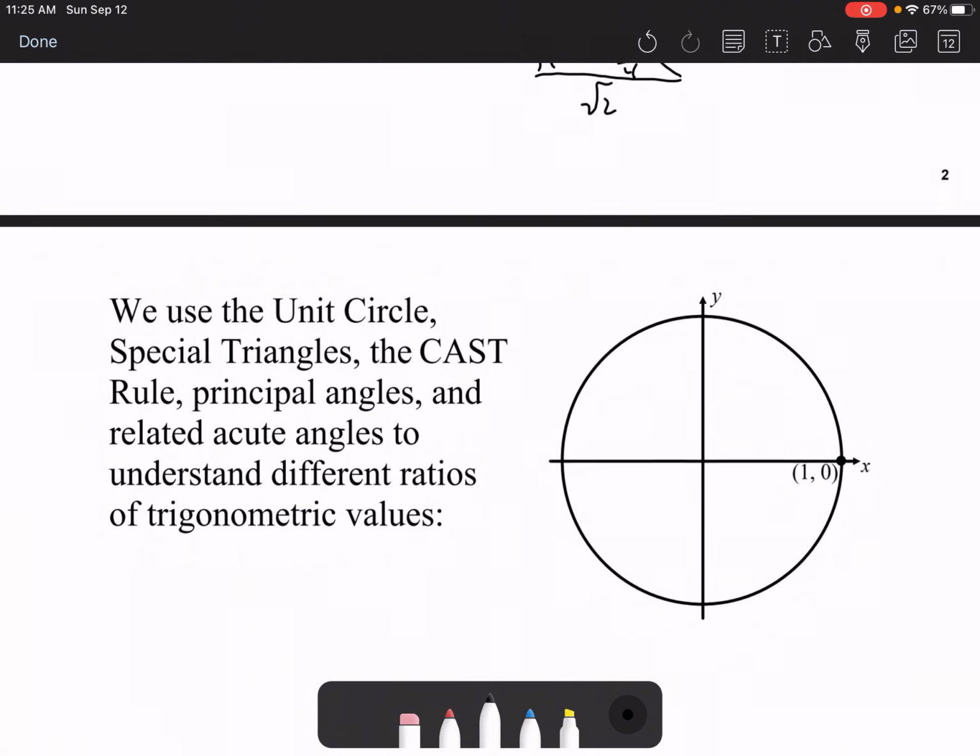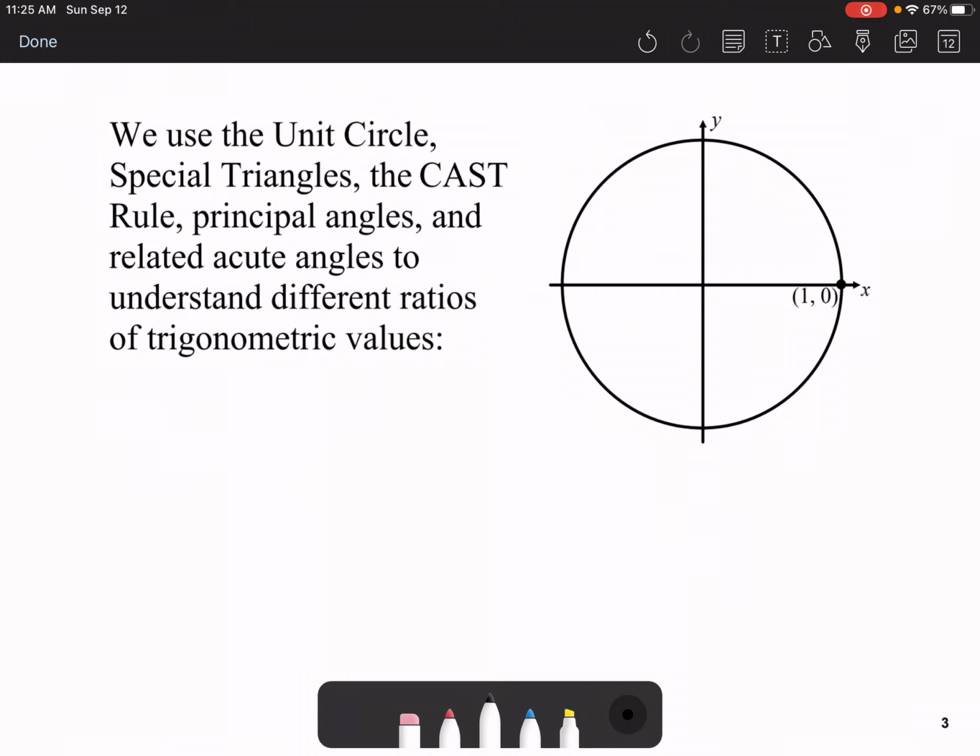Okay, so some other things to remember. This circle drawn off to the right is what's called the unit circle because it has a radius of 1. Also remember our special triangles and the CAST rule. The CAST rule states that in this quadrant, cosine is the only thing that's positive. In this quadrant, all are positive. In this quadrant, only sine is positive. And in this quadrant, only tangent is positive.